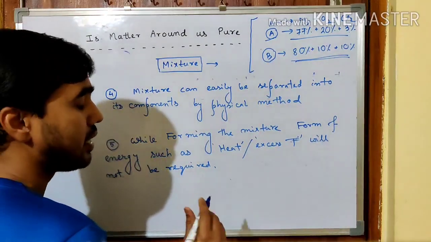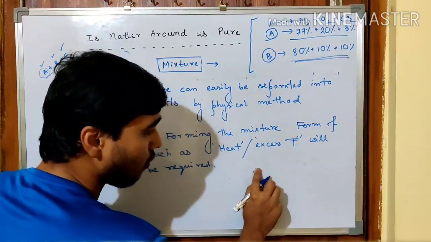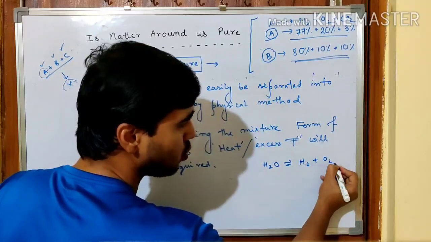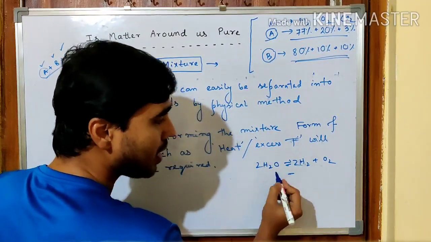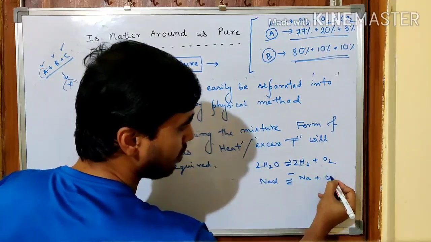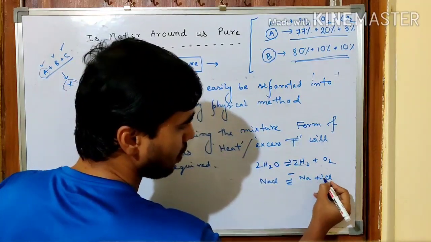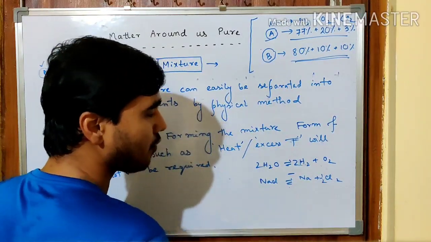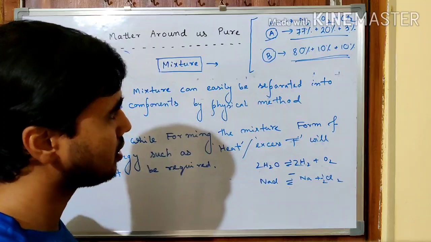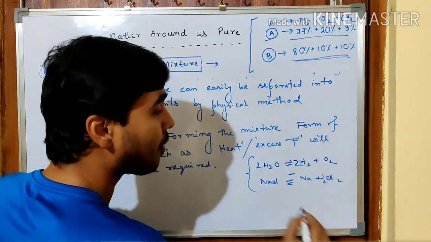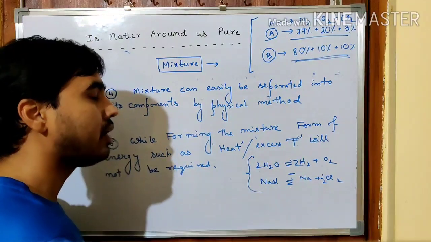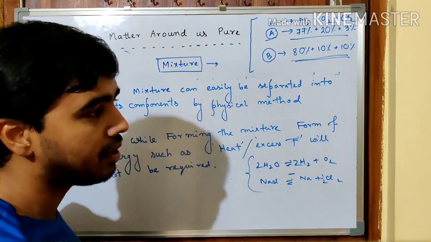See, remember, if water is to be separated into H2 plus O2, it has to be an electrolysis process. If you want to separate sodium chloride into Na plus half Cl2, here also you have to give some electrolysis, a chemical process. The compounds cannot be easily separated. But if you take iron and sugar and mix them, by some physical way you can simply separate them.